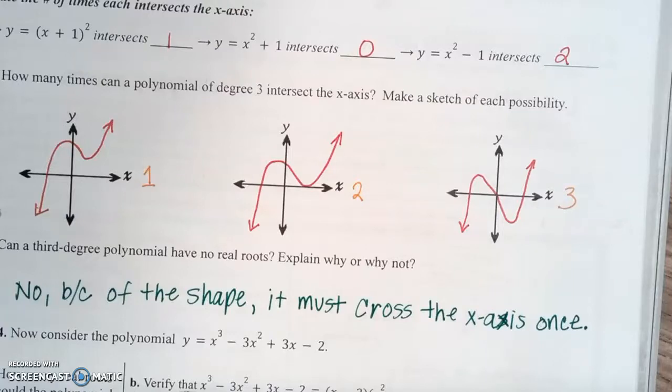The second one still has 3 directions, 1, 2, 3 directions. It crosses once here and bounces off here, so it touches the x-axis twice. Technically a double at, let's say this is at (3, 0). Okay. And the third one, obviously 3 directions. Crosses once here, crosses once there, crosses once there. So those are your 3 options for a third degree polynomial.